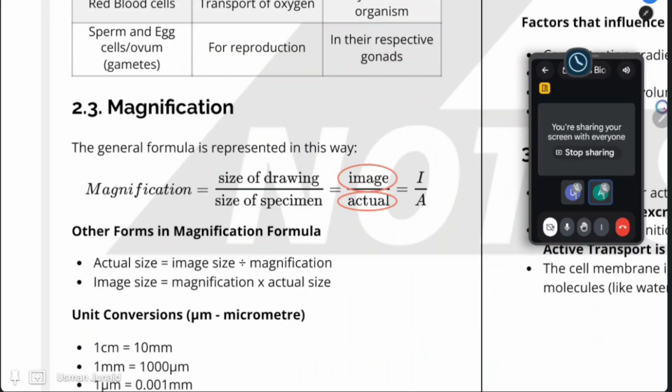Yes. Right. So what you see is a magnified image, a much larger image than the actual cell, right? So therefore, if you take the image size and divide it by the actual size, you get the magnification.